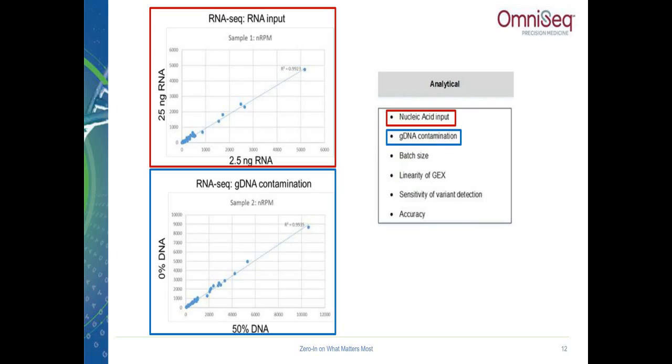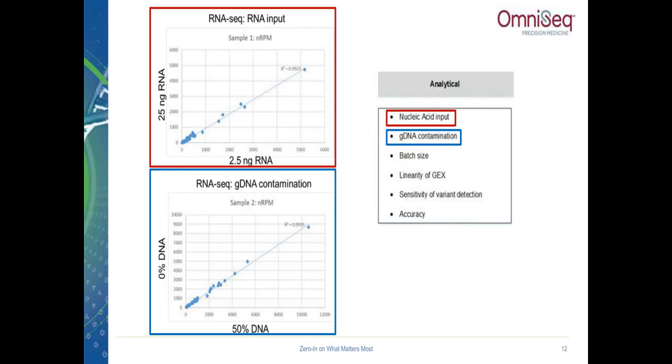But the assay was run with 2.5 nanograms of RNA and with 25 nanograms of RNA. And our recommended input is 10 nanograms of RNA. So we were on either extreme of a pipetting error. And as you can see, the concordance between a low RNA input and a high RNA input was very good. At the same instance, we did genomic DNA contamination, and we went all the way up to 50% genomic DNA contamination. And again, you can see that the correlation between presumably no DNA contamination and 50% DNA contamination was outstanding.